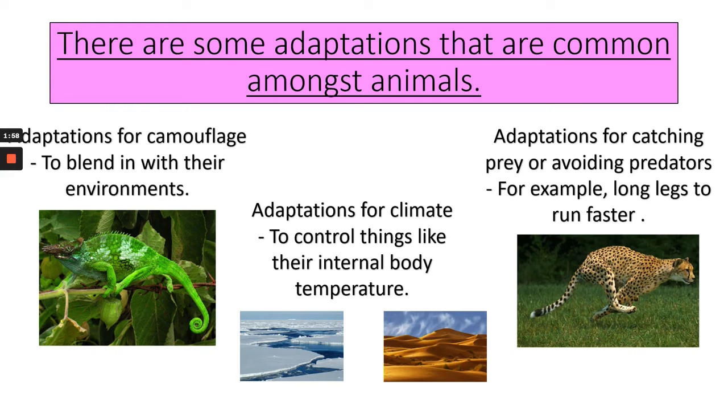You also have adaptations for their climate. So animals need to control their body temperature and their water content to survive. So that is really important, they adapt to the climate they're in. And then we can have adaptations for catching prey or avoiding predators. For example, in the picture you can see a cheetah running very fast because it has long legs. This is an adaptation to catching its prey.